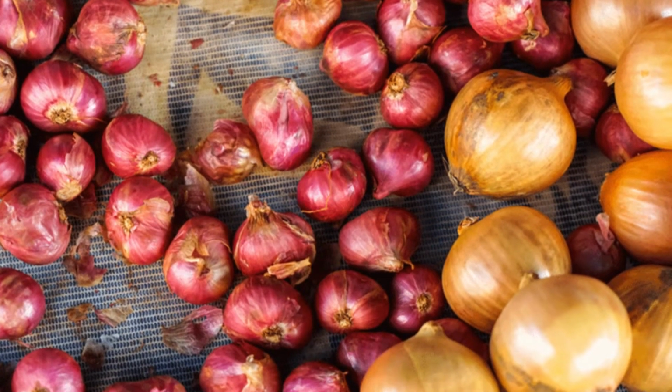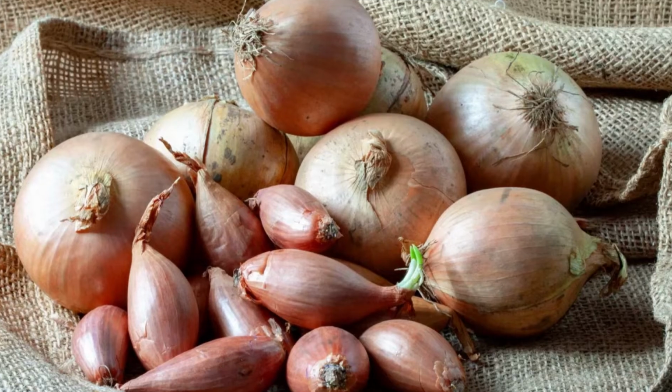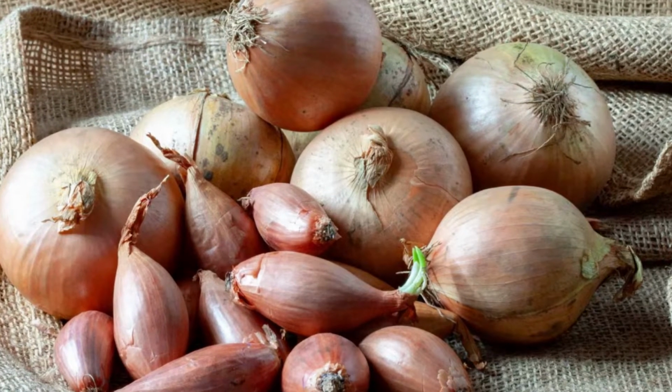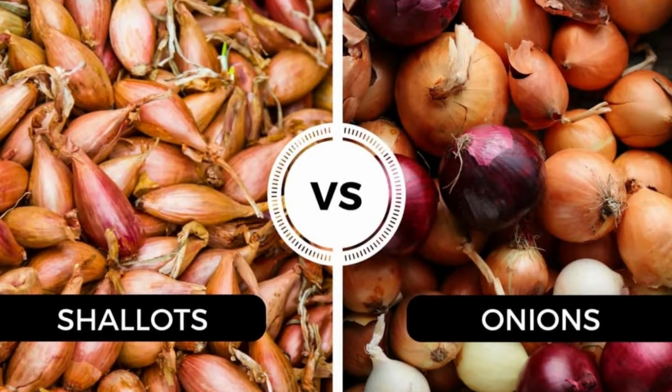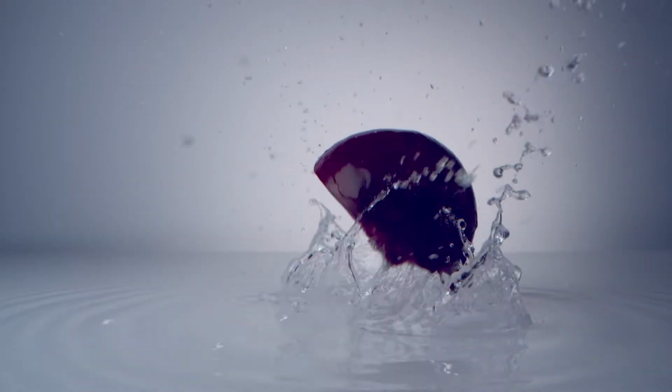In today's video, we're going to talk about two popular ingredients that are often used in cooking: shallots and onions. While they may look similar, there are some key differences between these two ingredients that can make a big difference in your dishes. So let's dive in and explore shallots versus onions.